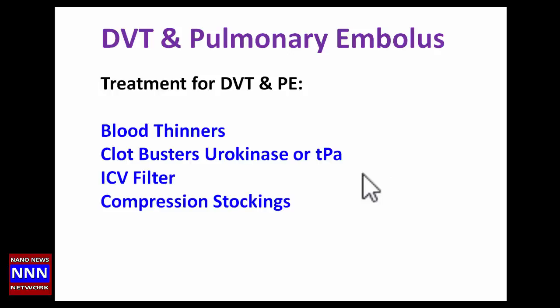Treatment for DVT and pulmonary emboli are almost identical. We use blood thinners. In an acute situation, we use what is known as Lovenox, and we keep the blood thin. And in some cases where we can recognize a major blood clot, we may be able to use a clot buster such as urokinase or TPA, which helps to dissolve an existing clot before the blood thinners take action in preventing any further clot formation.